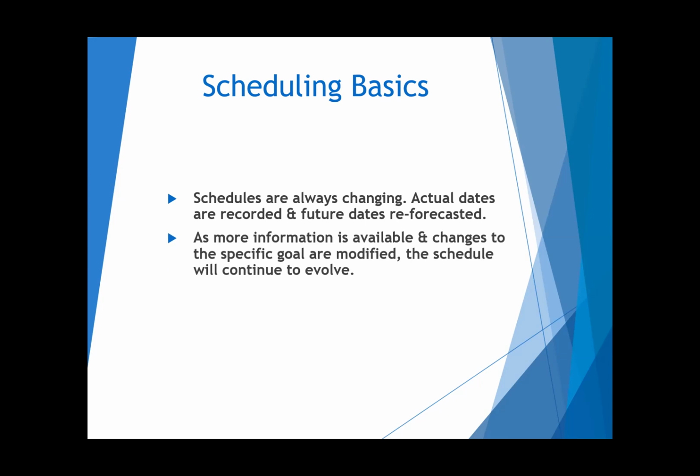As more information is available and changes to the specific goal are modified, the schedule will continue to evolve. And that's in a nutshell, meaning that once new information comes out, like we just had a pandemic that came through, a lot of manufacturing facilities have delayed our procurement. And procurement is when you order something that you get, that will arrive on site. We do not have the ability of ordering things through Amazon Prime to get it within 2 days, because we're ordering large quantities and large pieces of material and equipment, so Amazon cannot help us out here.